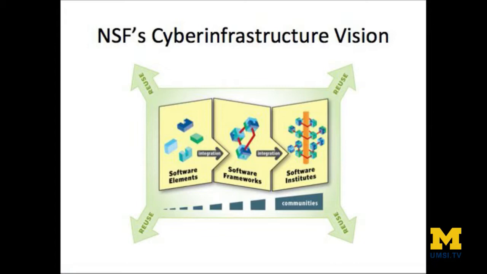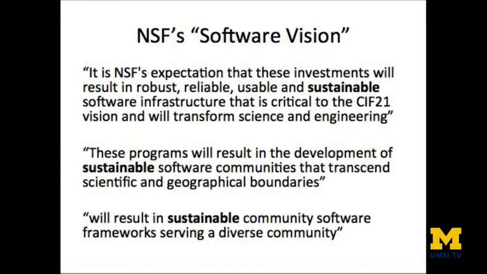But the thing that keeps coming up in how we're approaching doing software in science is this question of sustainability, which in short means, how do we keep this going? And so you can see here from some quotes from the NSF Software Vision document, we're going to invest, and it's going to result in robust, reliable, usable, and sustainable infrastructure. So we're going to build these artifacts. They're going to go out there, and they're going to be around for a long time. That will result in the development of sustainable software communities, sustainable frameworks, and a diverse community.